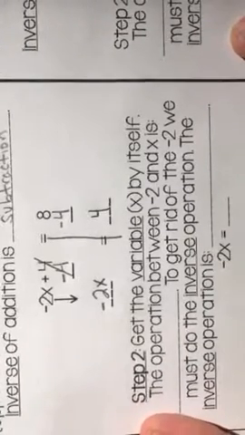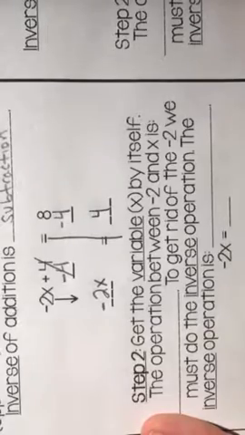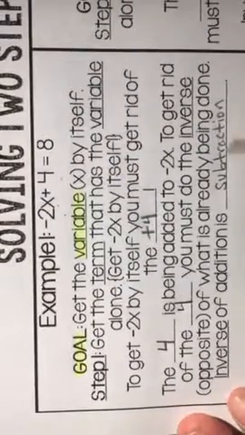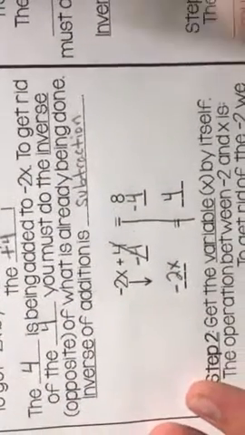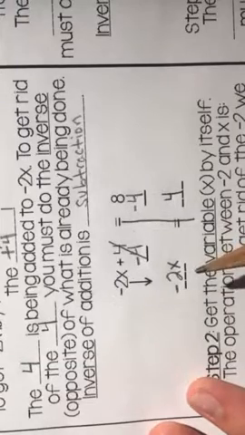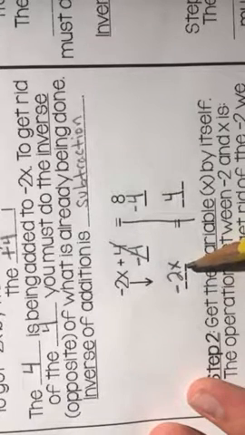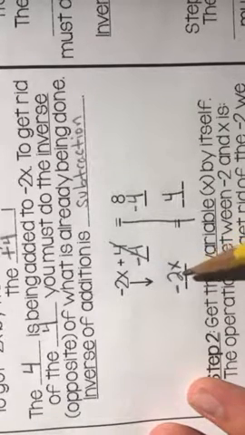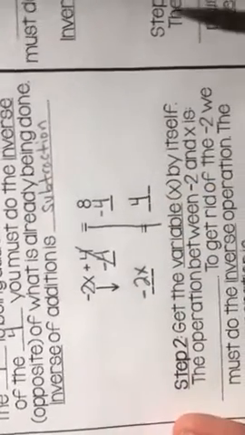Now, step 2 is to get the variable x by itself. So step 1 was to get the term that had the variable x with it, which was negative 2x, by itself, which we did. We now have negative 2x by itself. But now we're going to take it a step further, and this is just like our one-step equation now. Now we have negative 2x, and we have a negative number and a variable. That means together, that means multiplying. So we have negative 2 times x equals 4.